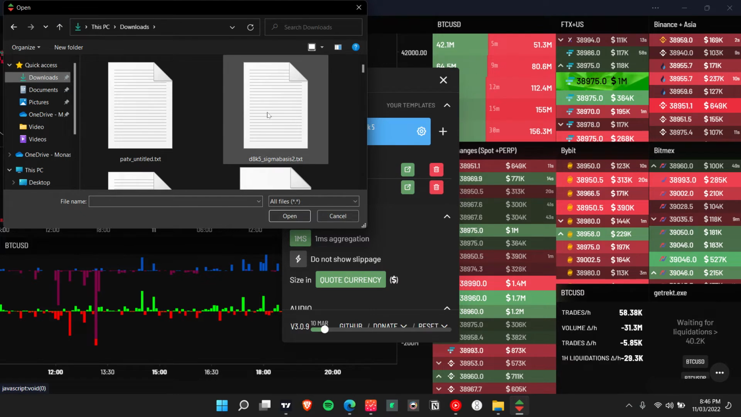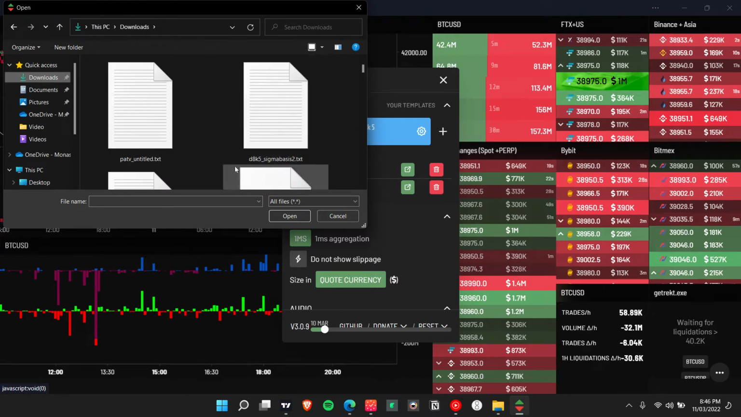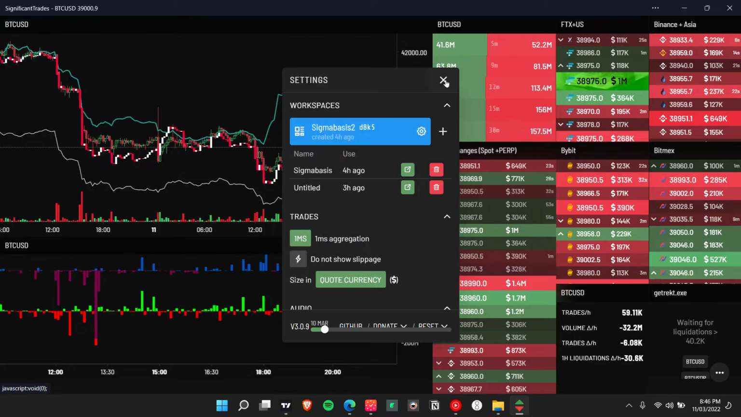It took a long time. Actually, it didn't take a long time, it took around 3 hours, but it was worth it. So you can click here and import this template, and it's going to give you something like this.